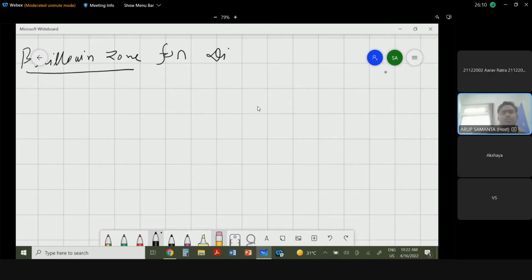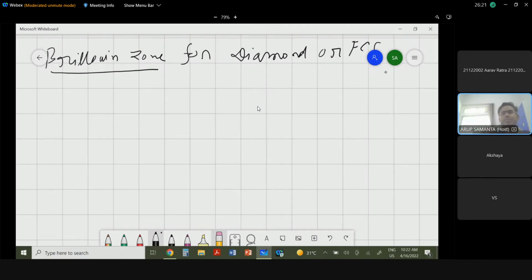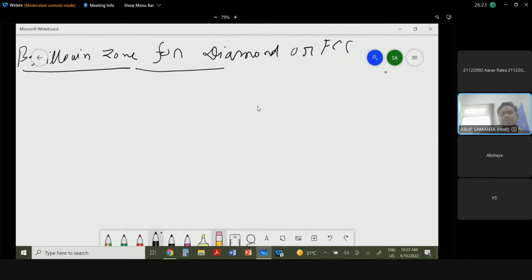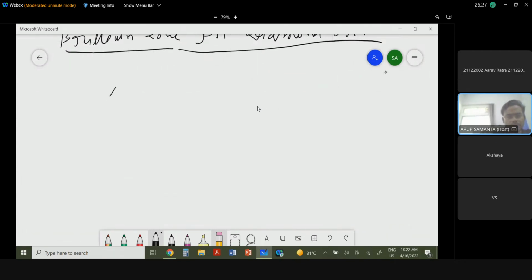So for diamond lattice or FCC lattice, both have the same Brillouin zone structure. Diamond lattice and the FCC lattice have the same Brillouin zone structure. So I drew the diagram last day.